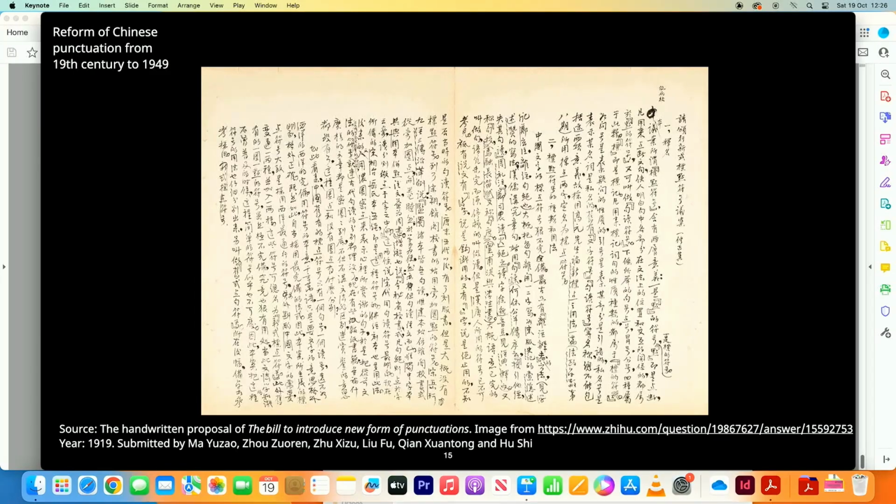In the same year, in April, the lead scholars of this movement presented the government with the bill to introduce new form of punctuation. The Chinese Ministry of Education released it in February 1920 and instructed that it would be implemented throughout the country. This was the first official punctuation-related document filed with the government.